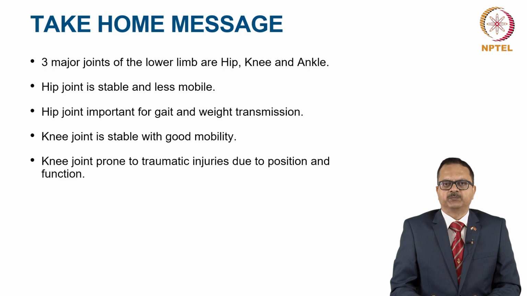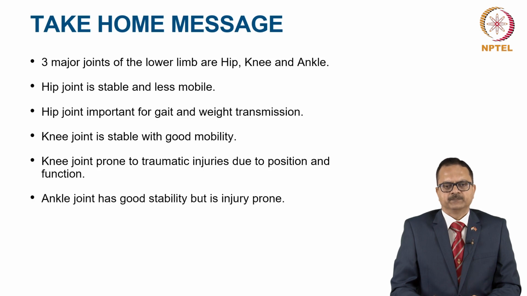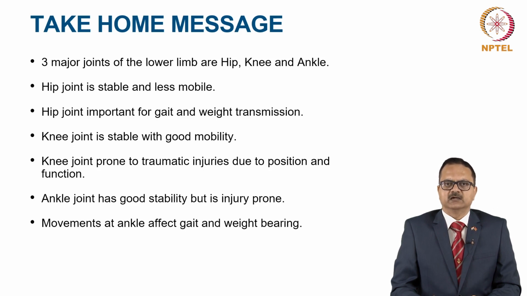The knee joint is prone to traumatic injuries due to position and function because the knee has to bear weight in all ranges of motion and all angles. It is very prone to traumatic injuries, especially in sports like football. The ankle joint has good stability but is injury prone. Movements at the ankle affect gait and weight bearing.